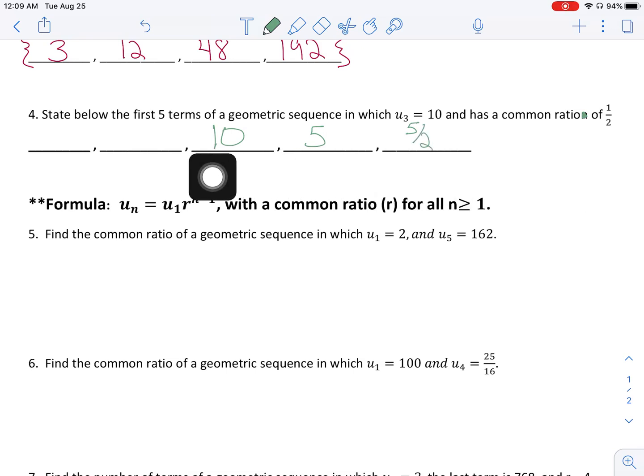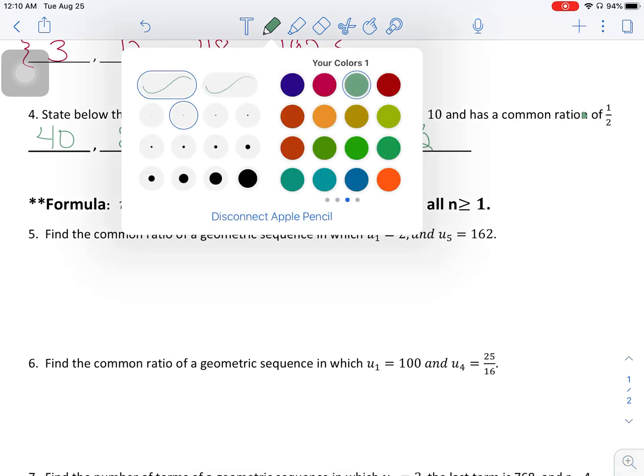To go the other direction, I need to think about what number times 1/2 is 10. Well, that number would be 20. And then to get the first term here, I need to think of what number times 1/2 is 20, and that would be 40. Half of 40 is 20. Half of 20 is 10. Half of 10 is 5. Half of 5 is 5 over 2, or 2.5. Either one is appropriate. All right, so that's a little bit of practice with those geometric sequences, kind of getting used to the common ratios.